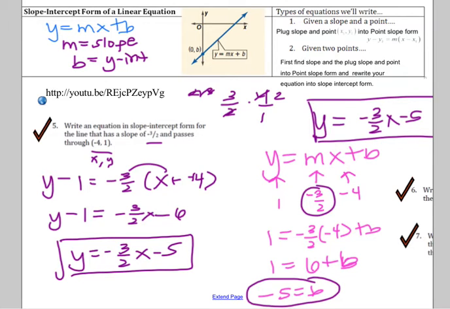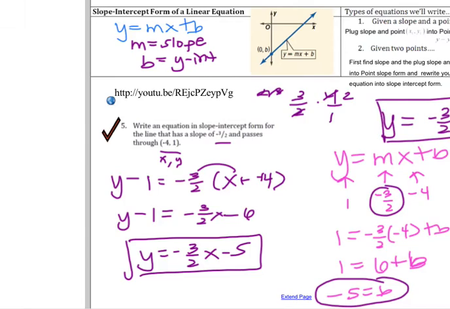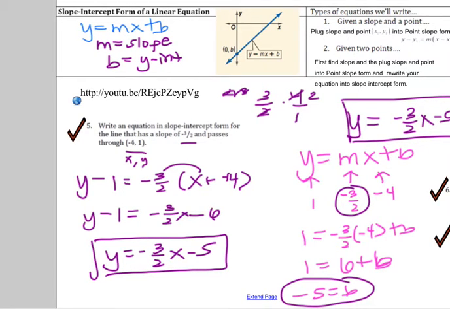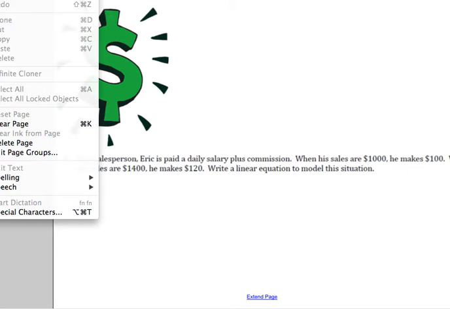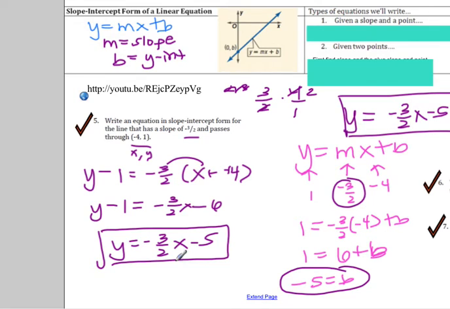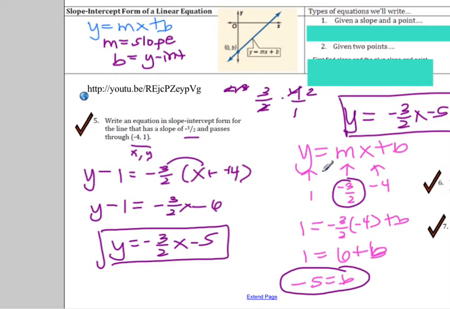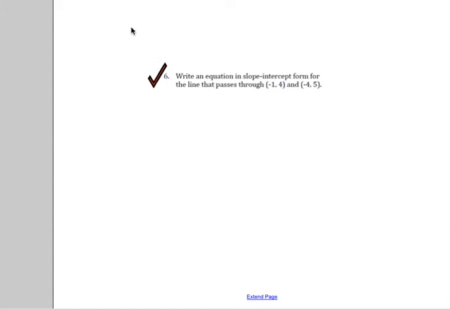Okay. Number 6. Sorry, just going to move it to the next page. So number 6, read it and try it on your own if you can. So number 6 says, write an equation in slope-intercept form for the line that passes through those 2 points.